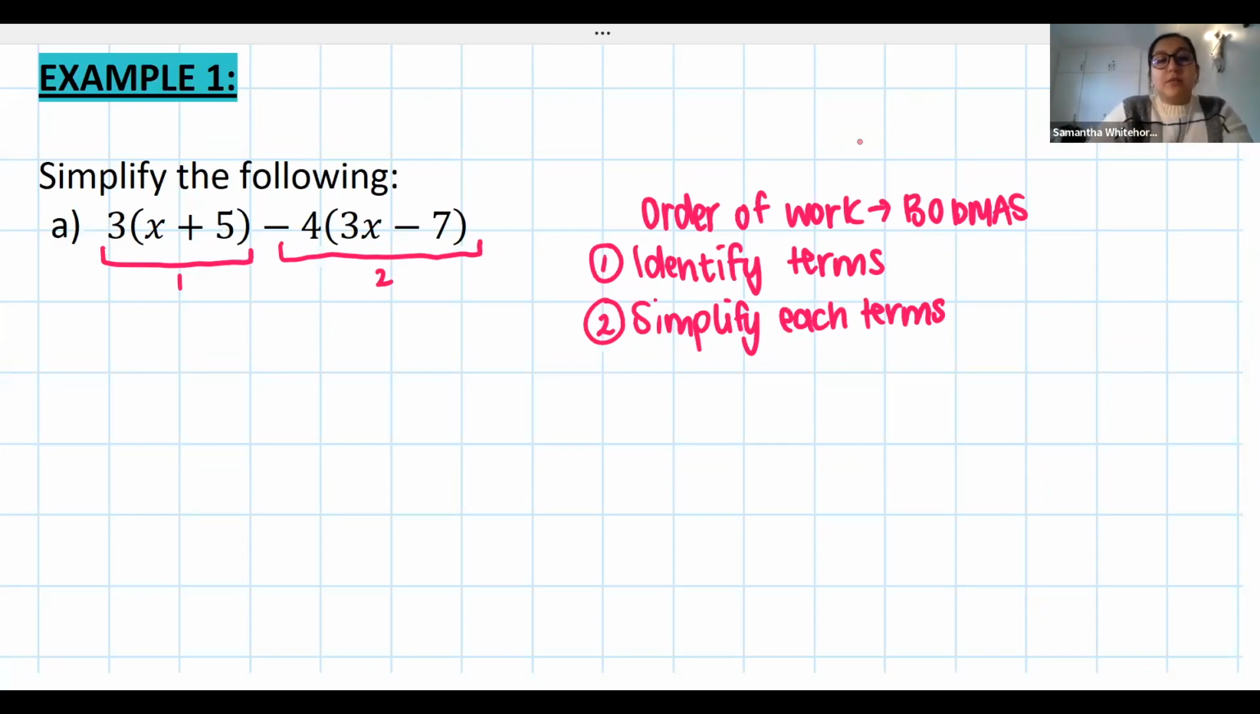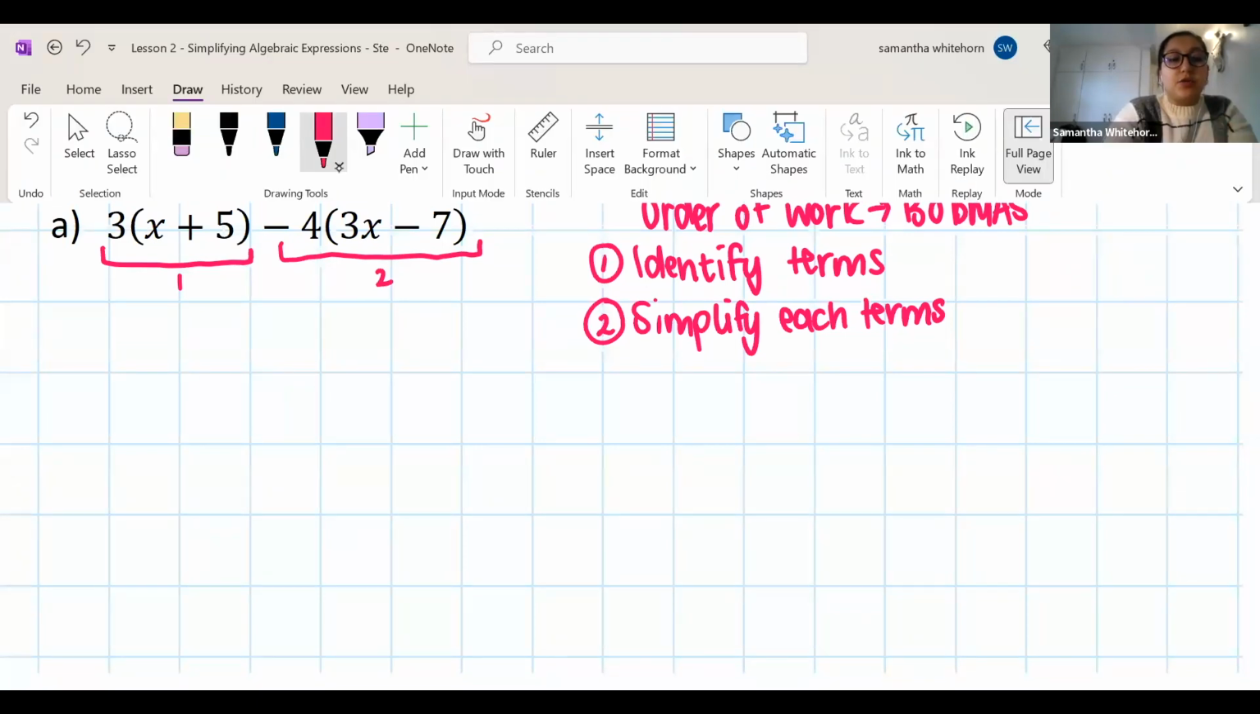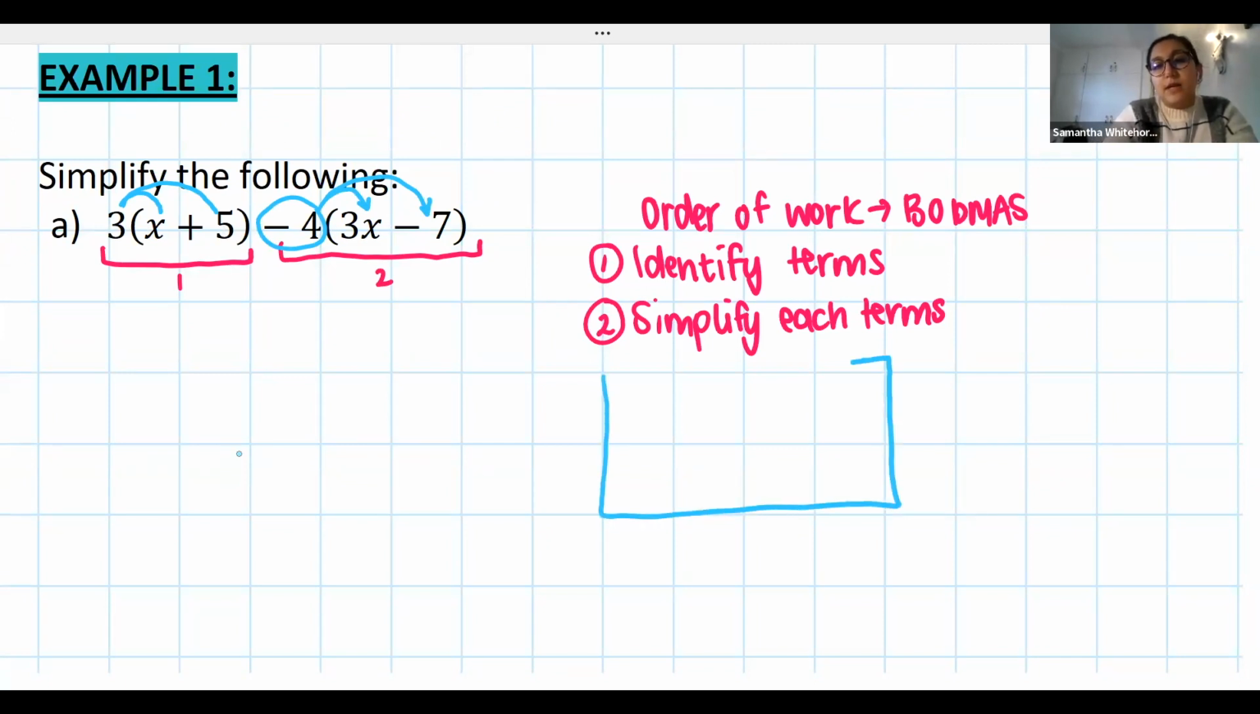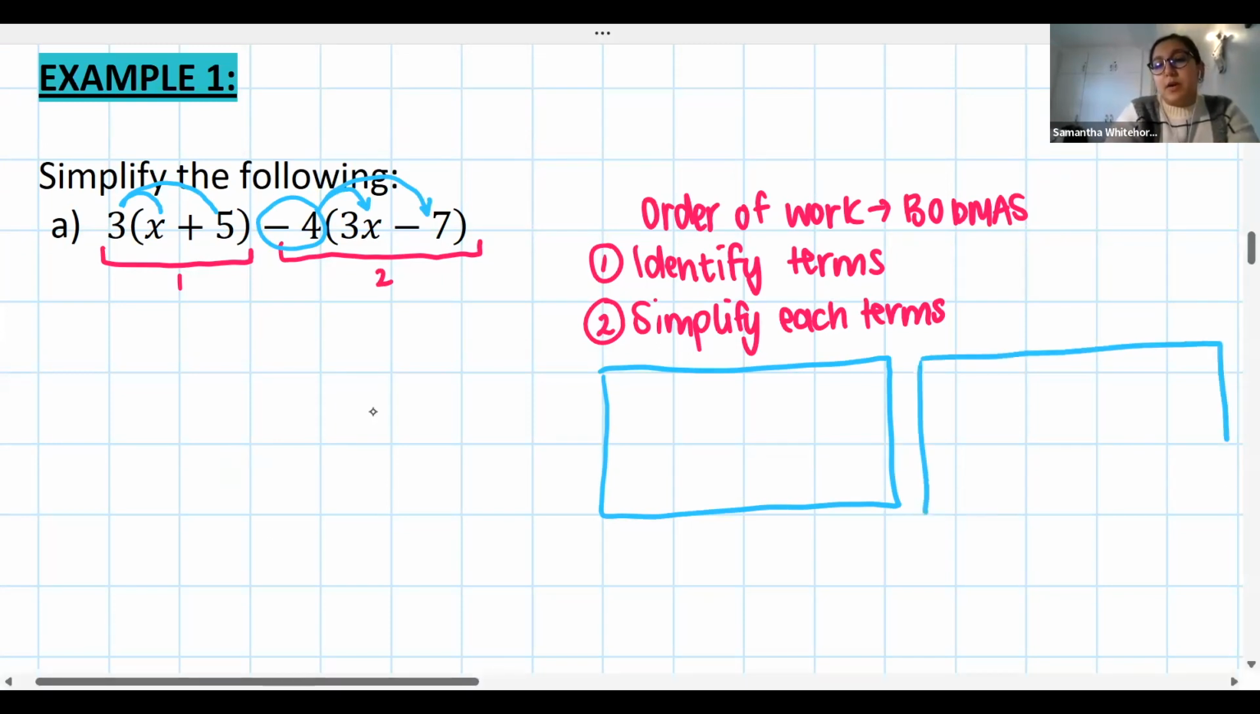So if we want to simplify this first term, remember in both of these terms, what I have going on is distribution. So this coefficient of 3, I need to multiply into my bracket to the x and to the 5. And this coefficient of negative 4, I need to multiply into my bracket to 3x and negative 7. Now, remember, if you're not feeling too comfortable, do a little working out space for yourself on the side to help you see what it is that you're doing, to help you be comfortable with what we're doing. And so I'm going to have 2 little working out blocks here for myself in order to do this distribution.